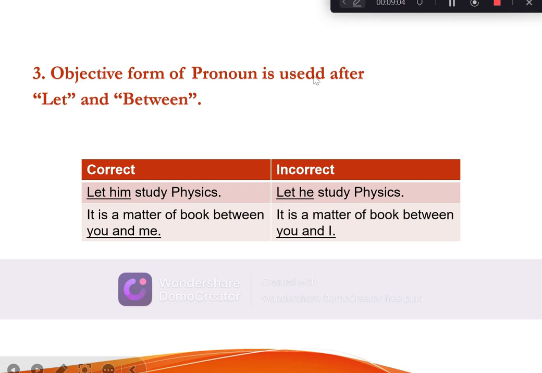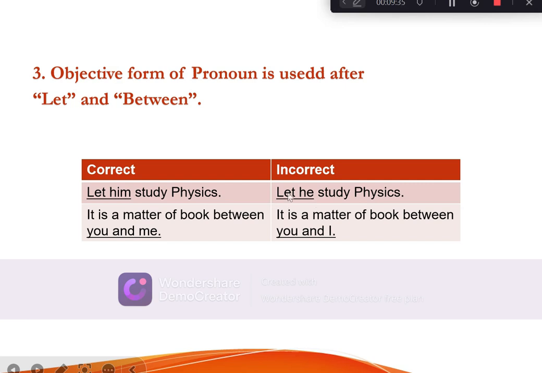Objective form of pronoun is used after let and between. It means that whenever you use pronoun with let and between, always use objective form of pronoun. Objective form of pronoun means which is used as object in the sentence. So correct structure of the sentence would be "let him study physics". Let is there, therefore we need to use him, objective form of pronoun, with this let.